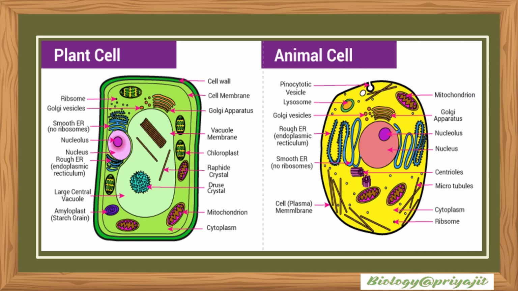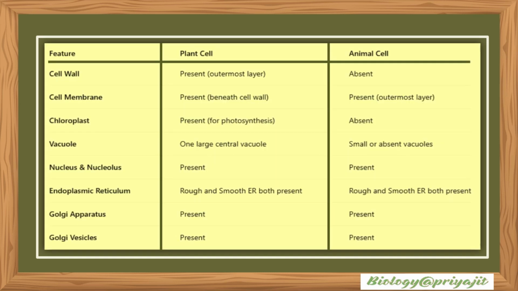But in case of animal cell, there is pinocytic vesicle, lysosome. Lysosome is absent in plant cell. Golgi vacuoles, rough and smooth endoplasmic reticulum, plasma membrane, which is the outermost layer of the animal cell, where in plant cell the cell wall is absent. Mitochondria, Golgi apparatus, nucleus, nucleolus, centrioles, microtubules, ribosomes are present in the cytoplasm of the animal cell. So this is the difference.